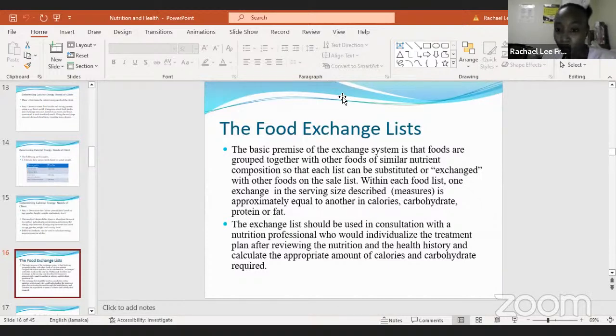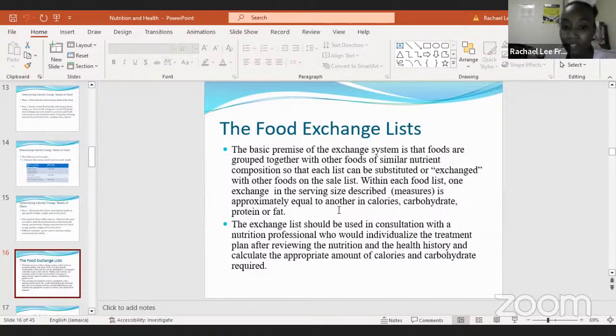All right, so it is saying now within each food list, one exchange in the serving size described, so that's the measure, is approximately equal to another in calories. And these are the bases that we look at: the carbohydrates, protein, and fat. Now, if you remember yesterday when we spoke about these nutrients, these are the macronutrients, right? These are larger, so you need these in a larger portion than you would need the vitamins and the minerals.